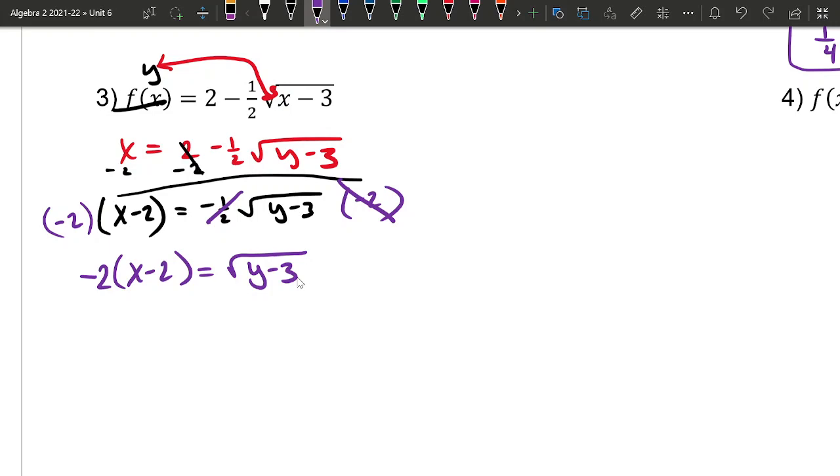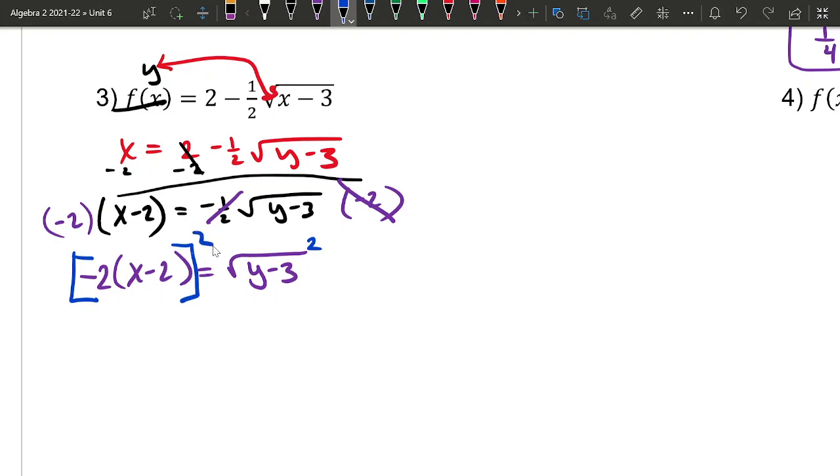Again, I'm not distributing on the left. I'm leaving it like that. My goal is to get y by itself, so I need to get rid of the square root, so I'm going to square it. Again, I need to square everything on the left. So I'm squaring all of it.